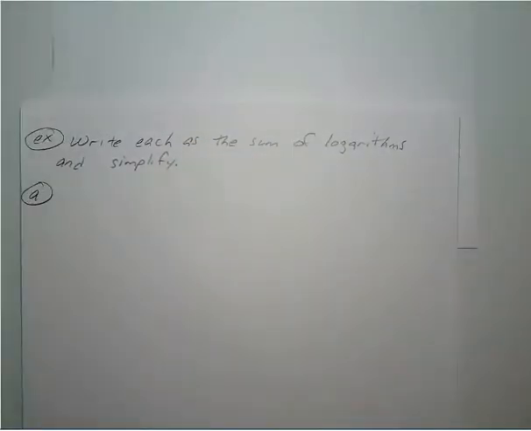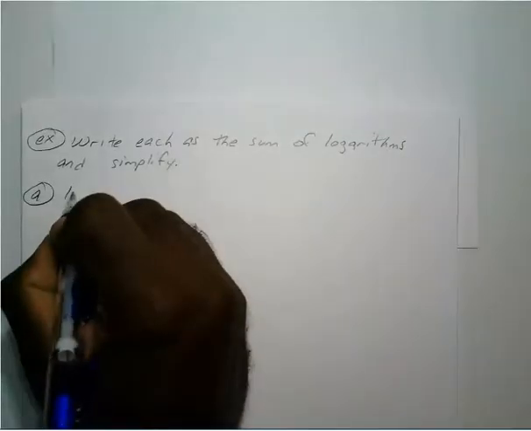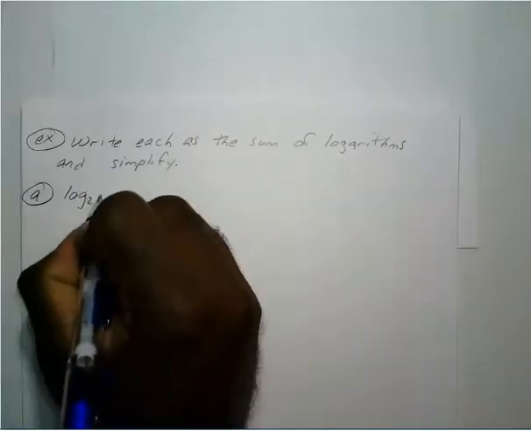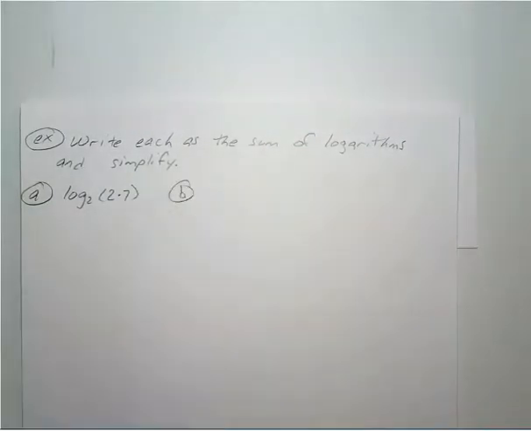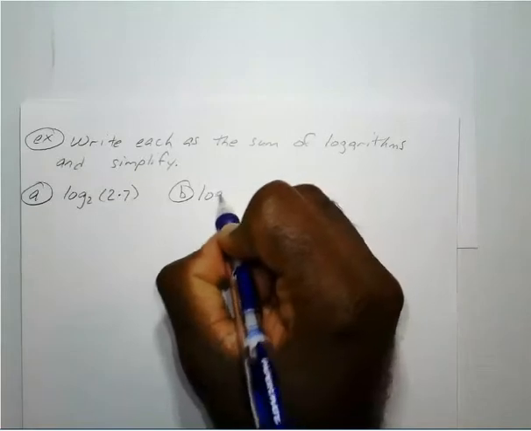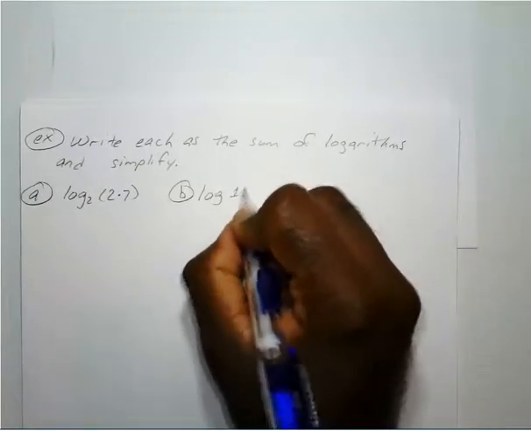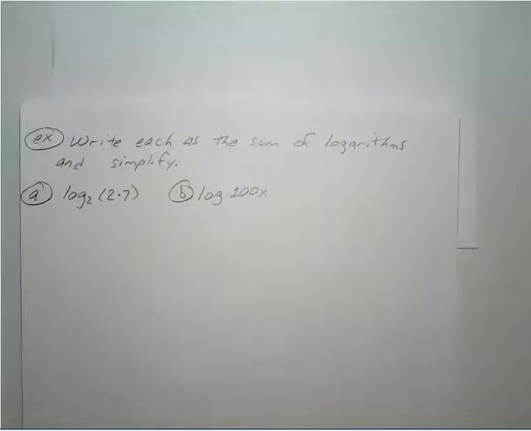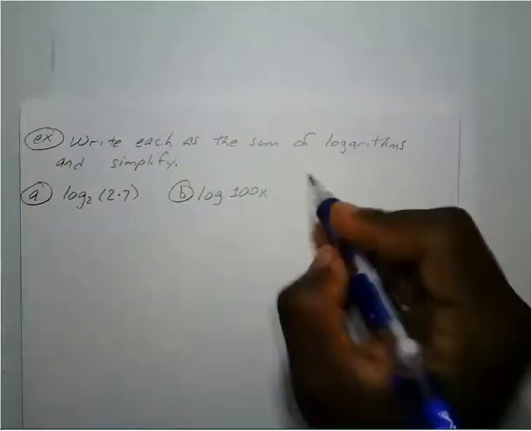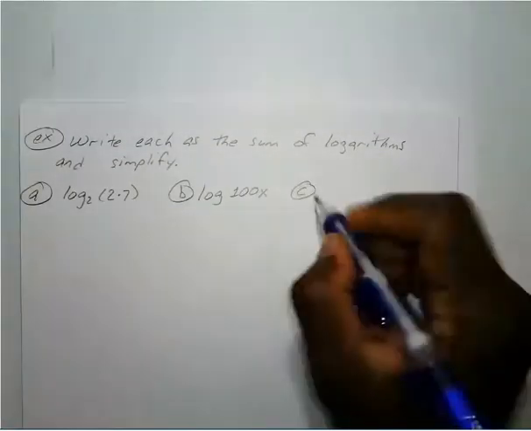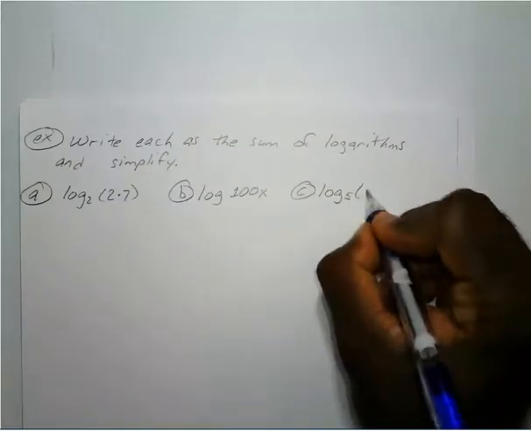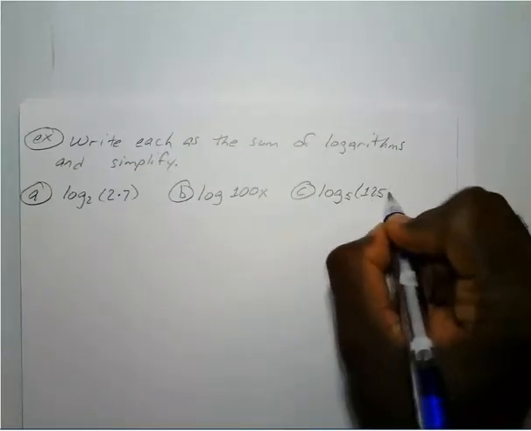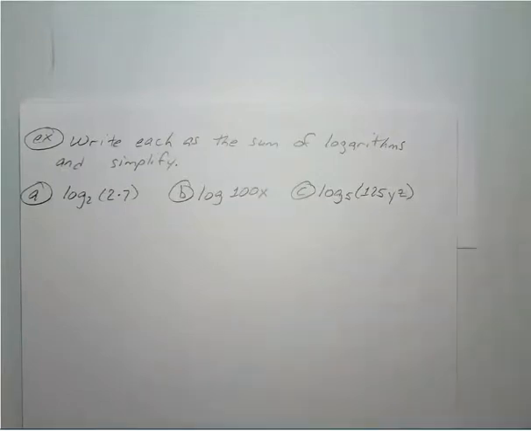Okay, so for problem A, it's log base 2 of 2 times 7. For problem B, you have log of 100 times x. And for problem C, let's say you have log base 5 of 125 times y times z.